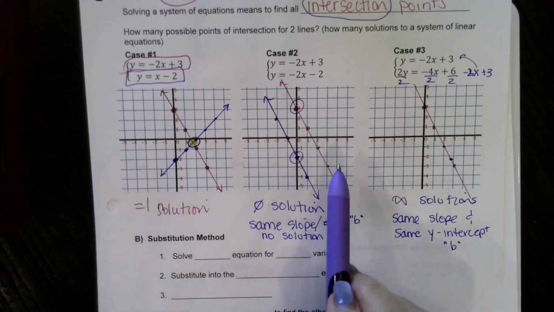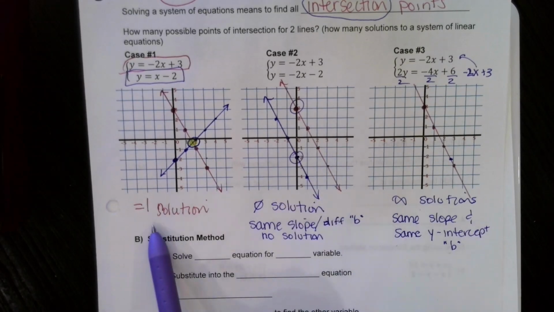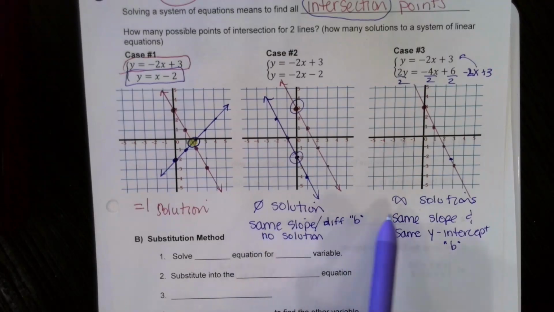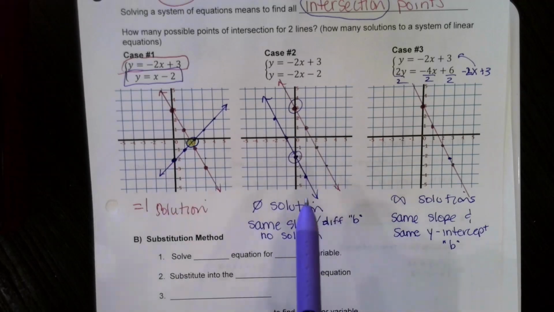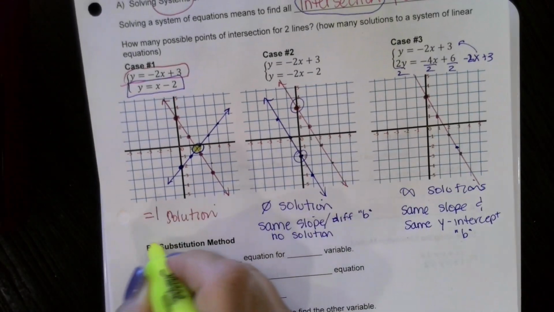So when I have 2 lines, I have 3 solution options: 1 solution, no solutions, or infinite solutions. Okay? So this would be how we would solve a systems of equations if we were going to graph. Now we're going to use something where we're going to use this substitution method.